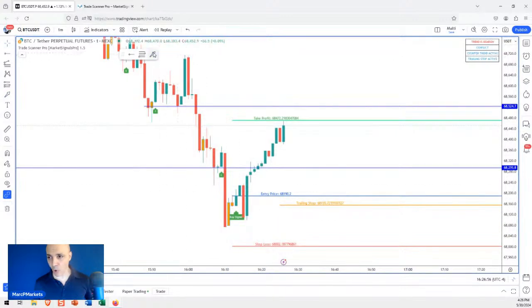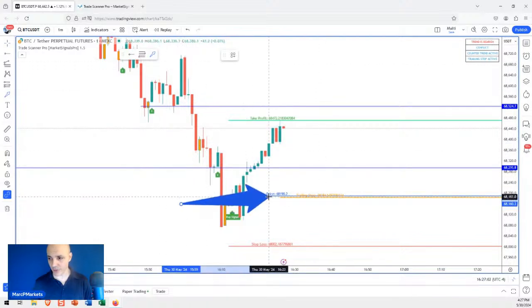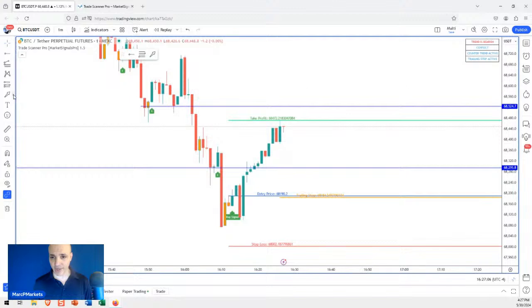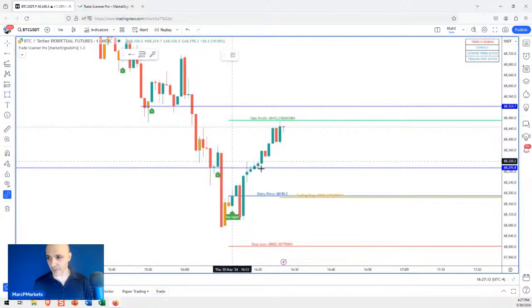The trailing stop is almost at break even. So you realize that this trade here is now at break even. See that? The trailing stop is basically at break even. This is now a risk-free trade. That is the beauty of the trade scanner. You went from this risk here to no risk.